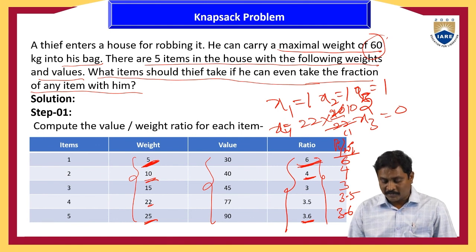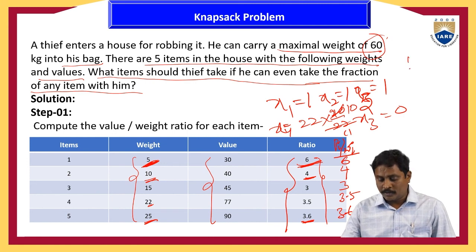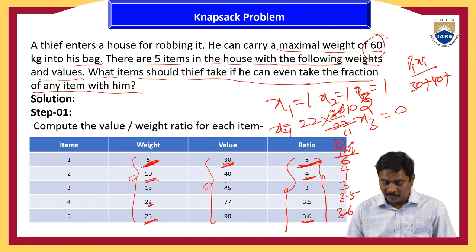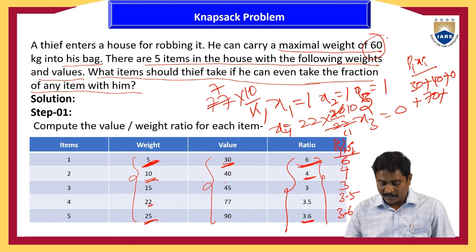Now find the maximum profit value. So sum of Pi into Xi. P1 value is 30. 30 into 1, 30. Plus 40 into 1 is 40. Plus the X3 value is 0, 45 into 0 is 0. Plus next 77 into 10 by 11. 11 ones are 11, 11 sevens are 77. 7 into 10, 70. Plus X5 is 1, that value is 90. Total: 70, 140 plus 90, 230.